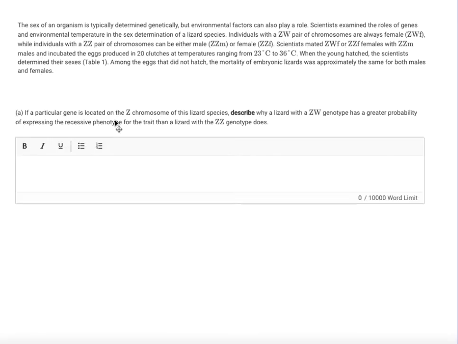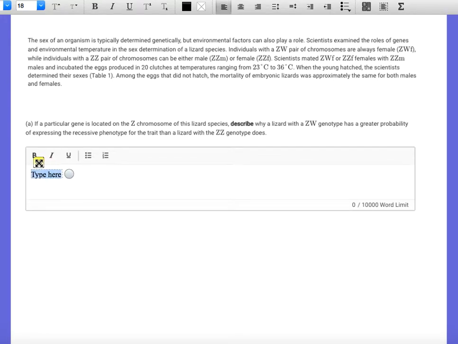Okay, if a particular gene is located on the Z chromosome of this lizard species, describe why a lizard with a ZW genotype has a greater possibility of expressing the recessive phenotype for the trait than a lizard with the ZZ genotype does. Well, this is exactly like X-linked disorders, like my very own color blindness. The idea is that a lizard with a ZW genotype, which would be a female in this case, is what we call hemizygous, meaning that there's only one copy of the gene, right?